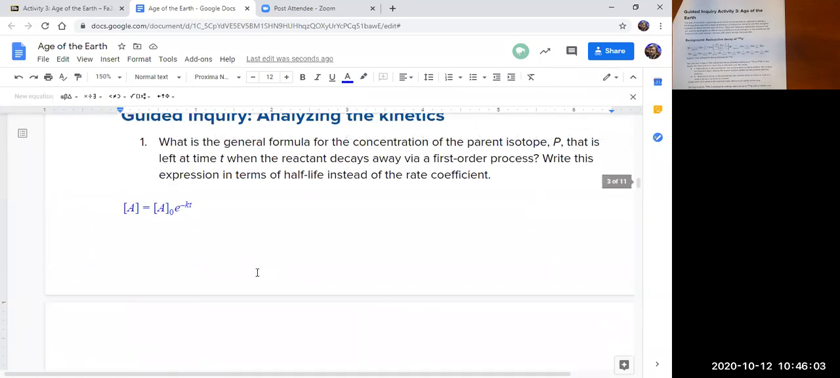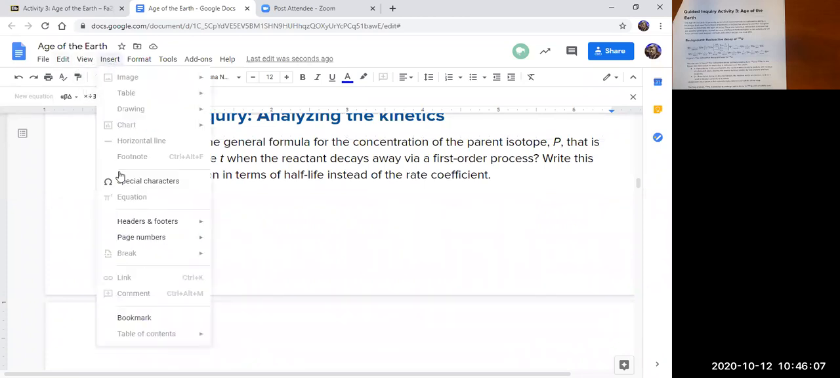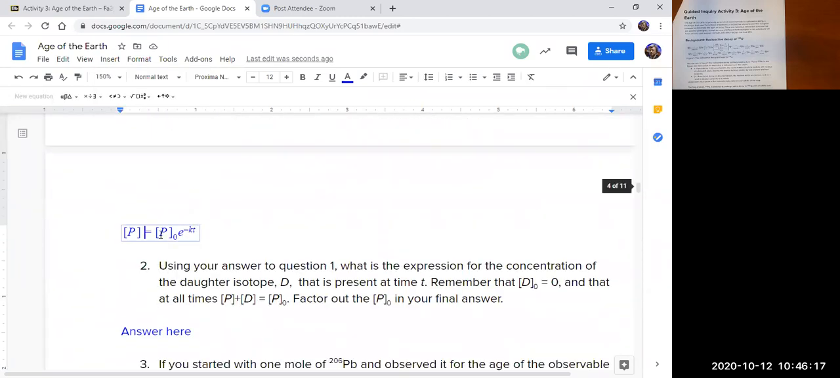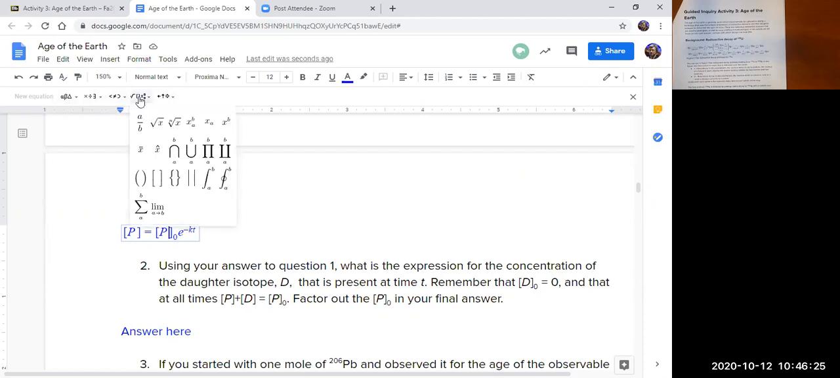How did I create a formula? I went to insert and went down to equation. Are you able to see that on screen? Yeah. And when you do that, you notice this little bar that shows up here. This bar is where you can do things like superscripts, subscripts, fraction lines, things like that.